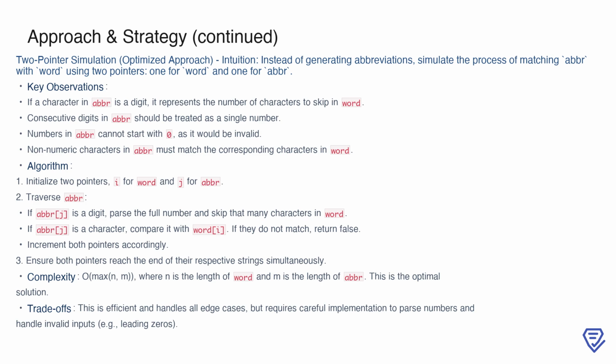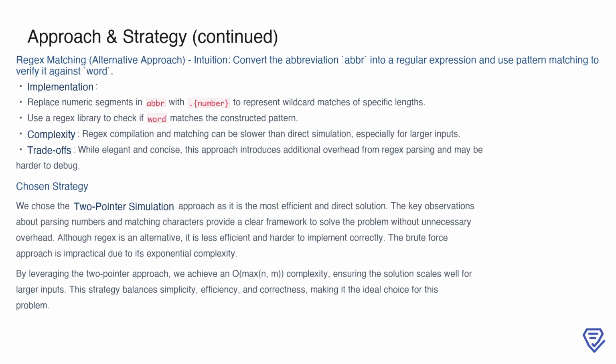It's efficient, handles all edge cases, and avoids the overhead of generating or storing intermediate results. However, it does require careful implementation to handle parsing numbers and edge cases like invalid inputs. An alternative approach is to use regular expressions to match the abbreviation against the word. The idea here is to convert ABBR into a regex pattern that represents all possible matches. For example, numeric segments in ABBR could be replaced with .{number} to represent a wildcard match of that specific length. Then, a regex library could be used to check if the word matches this constructed pattern.